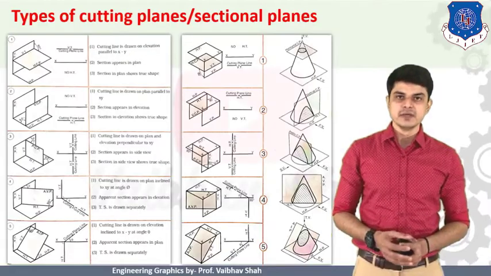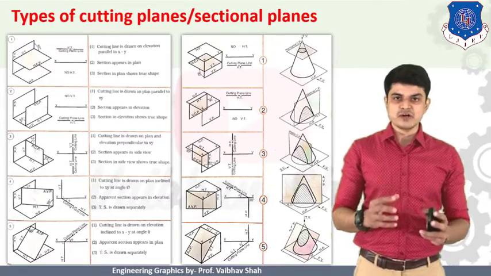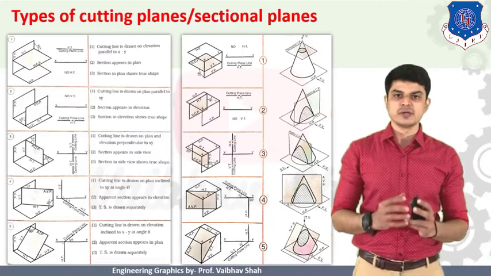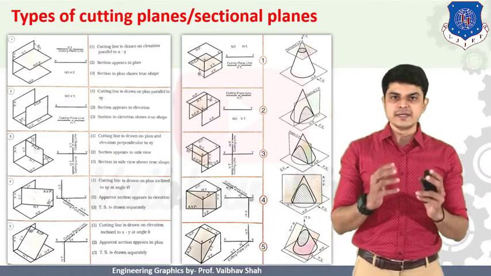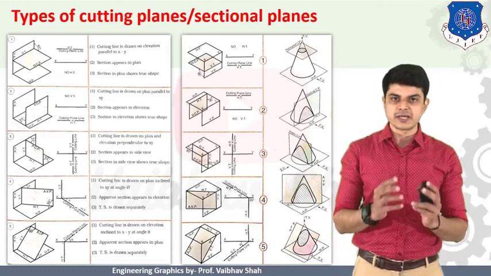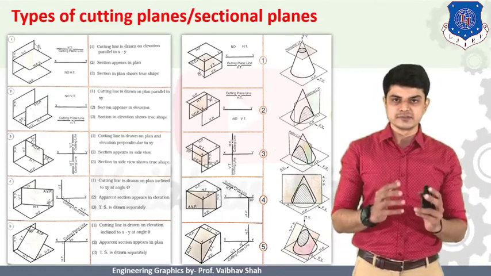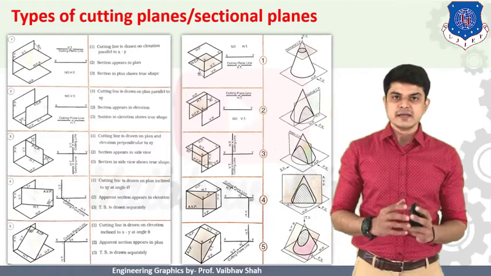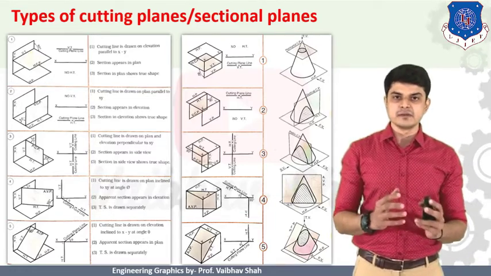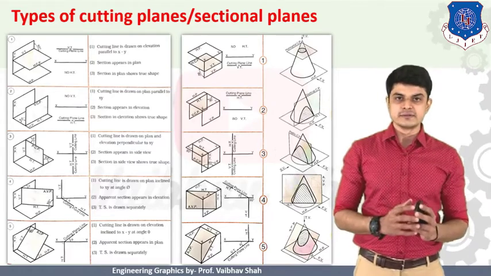So let us begin. First, types of cutting plane or section plane. In section of solids we will have a solid as our three-dimensional object, and we will be cutting the solid by different kinds of planes. So let us first understand how many types of cutting planes or section planes are available to cut this kind of solid. So let us see.